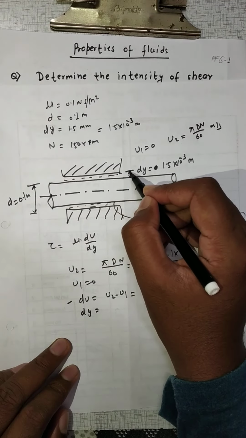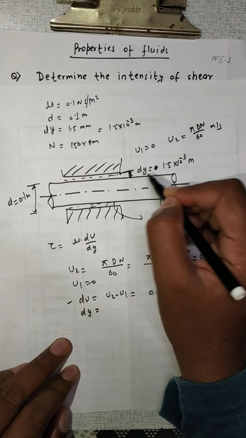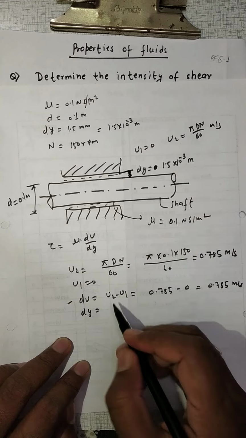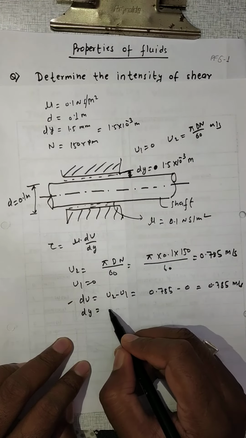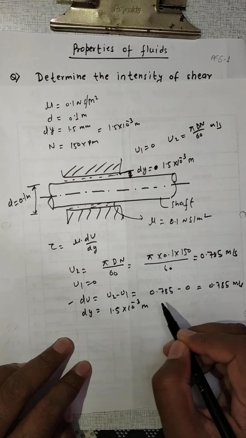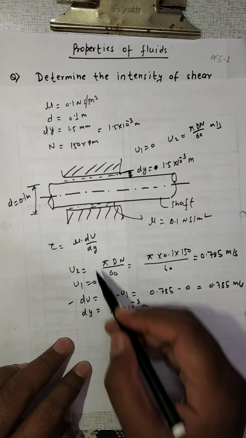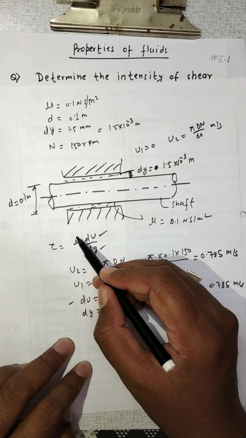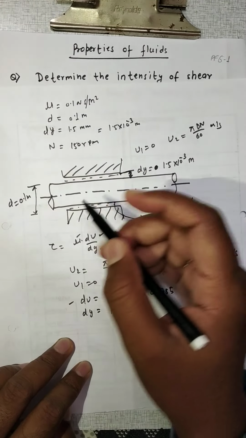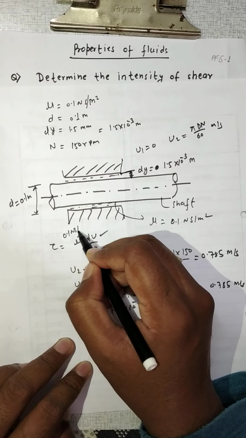This du value has come, dy value has given, the clearance has given. Here this is the clearance, dy is equal to 1.5 into 10 to the power minus 3 meter. So dy value has given, how much it will come? 1.5 into 10 to the power minus 3 meter. So this value we are getting, already given, mu value 0.1 newton second per meter square.